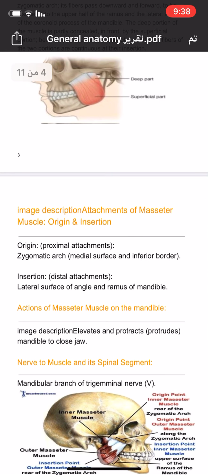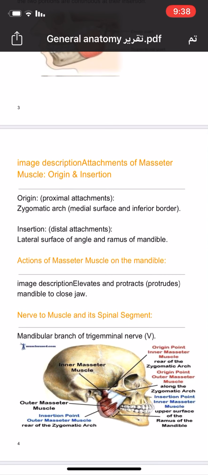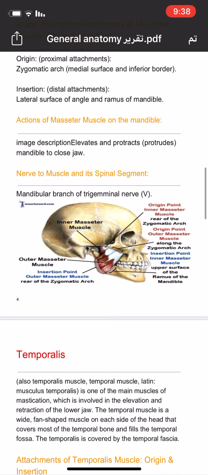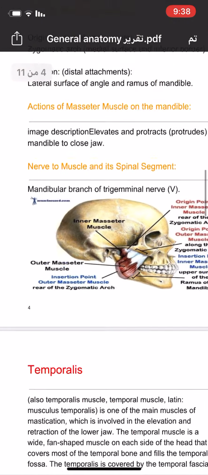Now the attachments of the masseter: origin and insertion. The origin, proximal attachment, is the zygomatic arch, medial surface and inferior border. The insertion, distal attachment, is the lateral surface of the angle and the ramus of the mandible. The action of the masseter on the mandible: it elevates and protracts the mandible to close the jaw. The nerve supply is the mandibular branch of the trigeminal nerve V, which is V3. We notice in the drawing the parts of the masseter muscle.